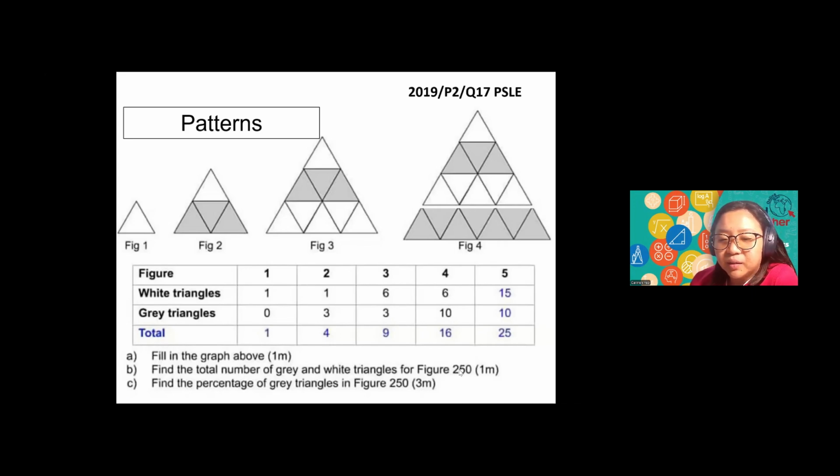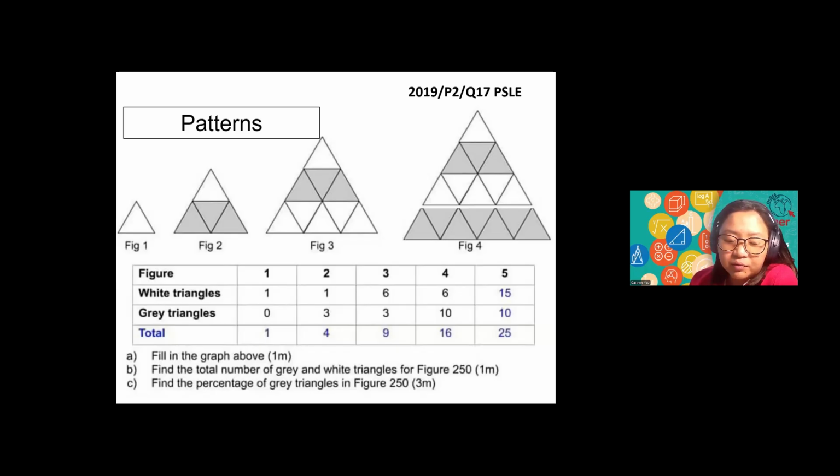Then part B, they ask you something about figure 250. Of course, you don't draw figure 250. That would be too huge and too time consuming. And even if you really had the time to draw it, there may be some calculation errors. So the main purpose of part B is for you to solve by finding out the pattern. In part B, they ask for the total number of triangles, and in part C, they ask for the percentage of gray triangles.